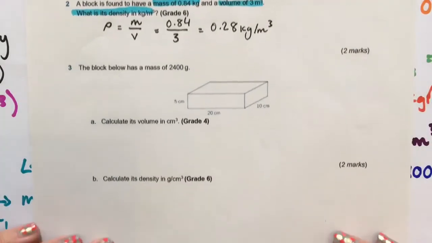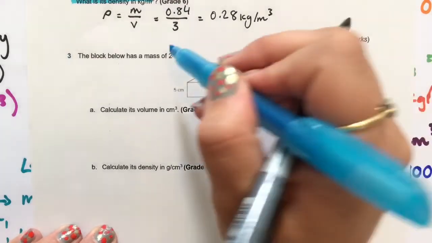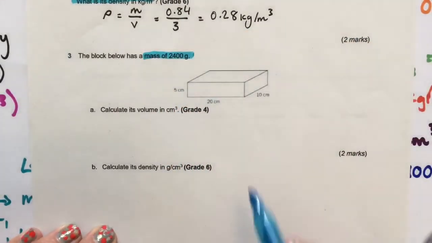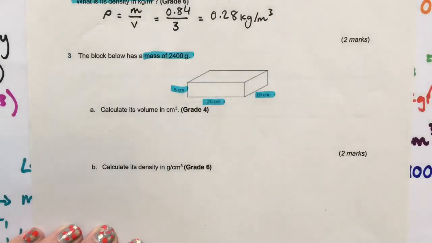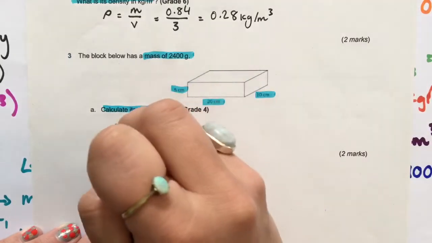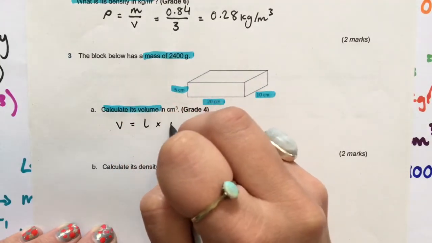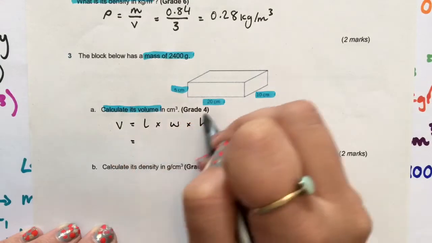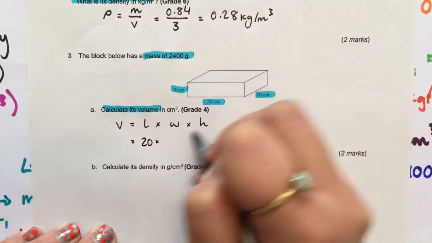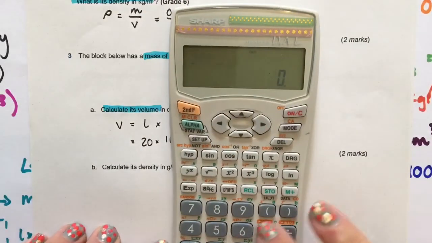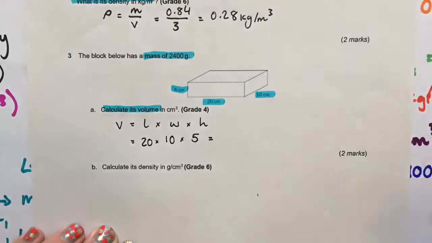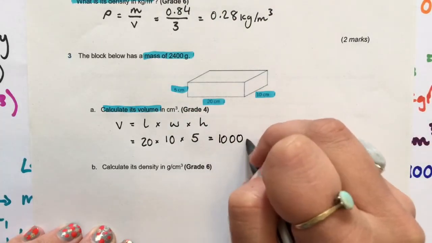Okay, so question 3. The block below has a mass of 2,400 grams, and then it has a diagram. So we've got 5 centimetres, 20 centimetres, 10 centimetres on the diagram. Calculate its volume in centimetres cubed. So for volume, I want to do length times width times height. So 20 times 10 times 5. So if I get my calculator back, then that's 1,000 centimetres cubed.